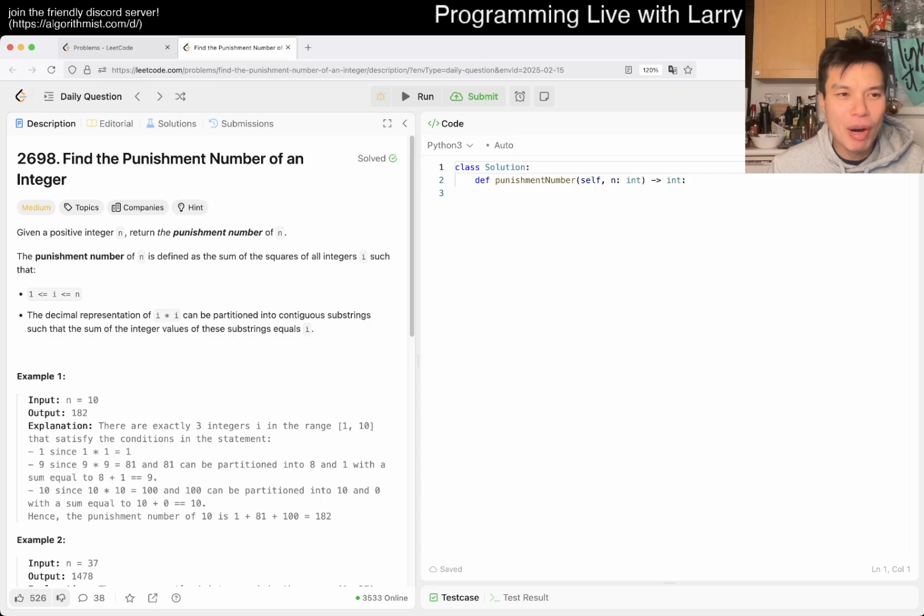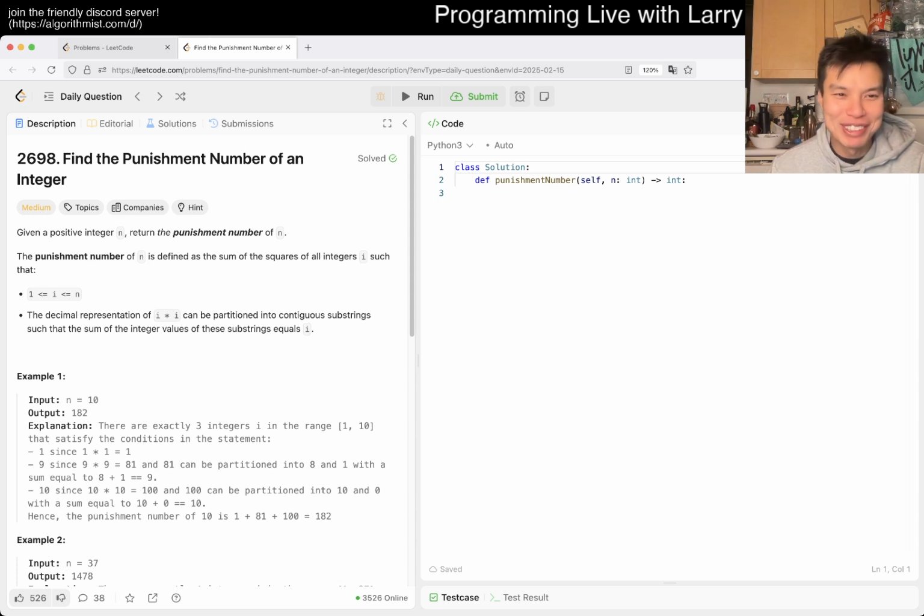Let's take a look at today's problem. 2698. Find the punishment number of an integer. I don't know what happened to my tongue there. Anyway, okay. Given a positive integer n, return the punishment number of n. The punishment number of n is defined as the sum of the squares of all integers i such that, okay.